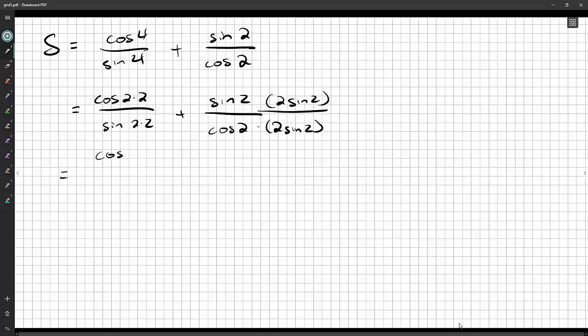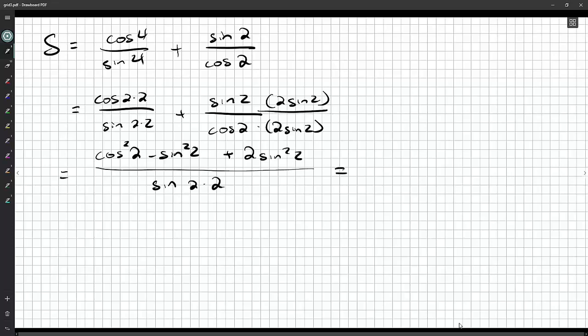So that'll be cos squared 2 minus sine squared 2 plus 2 sine squared 2 all over sine 2 times 2, and I'm betting the top turns into 1 again. Yep, cos squared 2 plus these guys cancel out, plus sine squared 2 all over sine. I guess I can just simplify it to 4 now.